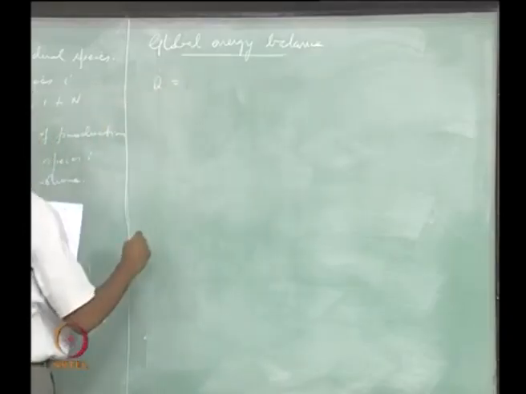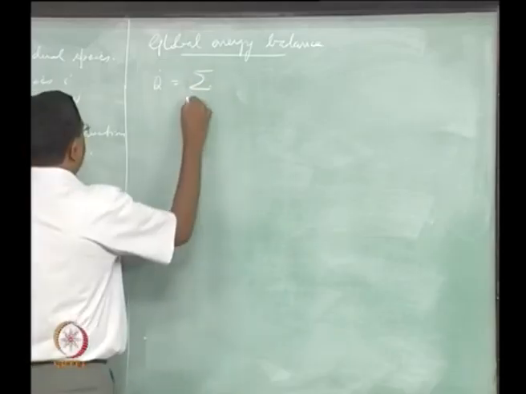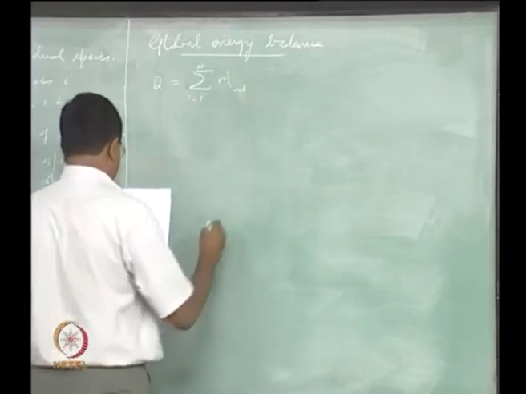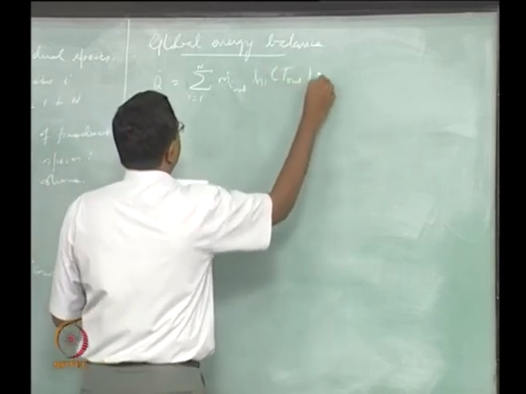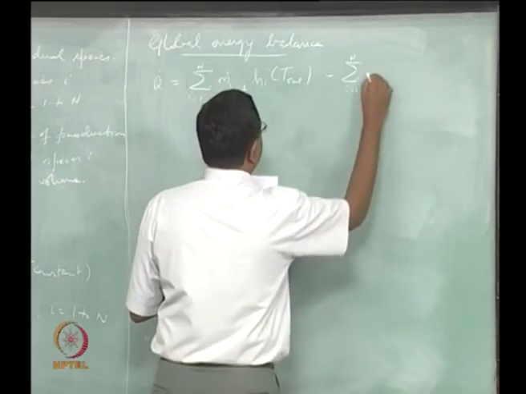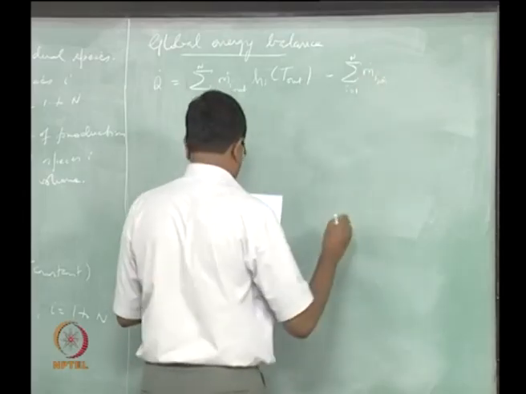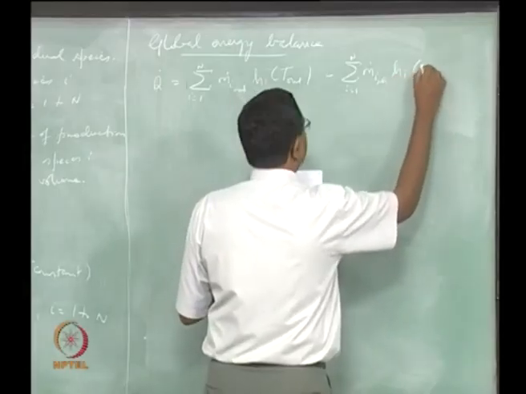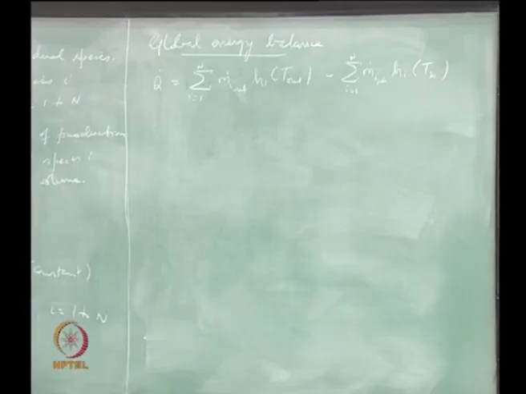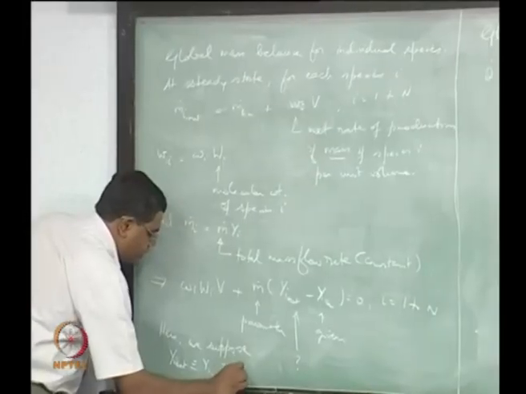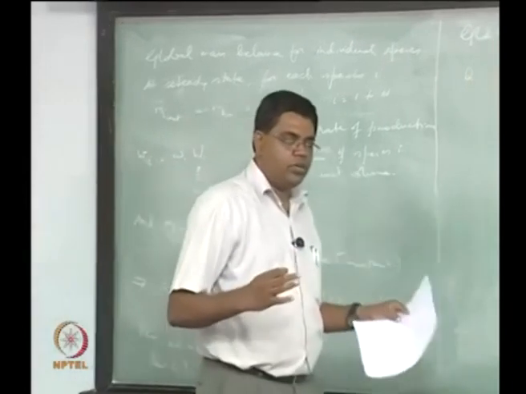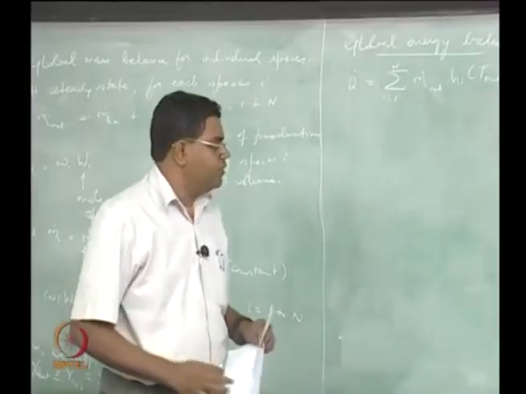Q dot is equal to sigma i equals 1 to n m dot i out h i at T out minus sigma i equals 1 to n m dot i in h i at T in. Okay. So let's just go back and write yi CV as simply yi. Let's not have any subscripts anymore for what we want to calculate. Anything that we want, we try to not have subscripts, superscripts, primes, and all that stuff. That should be like the main quantity.